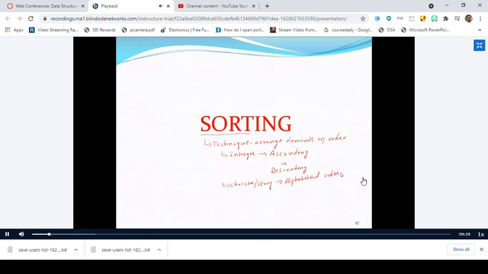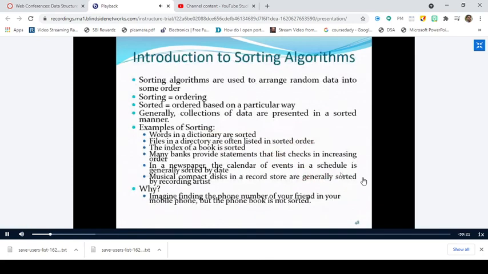So coming to our actual topic of discussion. Sorting algorithms are used to arrange random data into some order, right? Sorting is otherwise called ordering. Sorting is based on a particular way, right? Similarly, a collection of data is presented in a sorted manner, right?